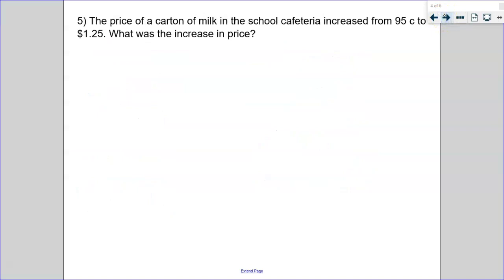Okay, now we're going to talk about things that maybe will make sense to you. Okay, so the price of a carton of milk in the school cafeteria increased from 95 cents, that's cents, to $1.25. What was the increase in price? We want to know how much percentage it increased. All right, now I want to just point something out here. We have dollars and cents. We want that to be consistent. So we're going to change $1.25 to 125 cents, just so we have the same. Okay, and we're going to subtract 95 cents to give us 30.